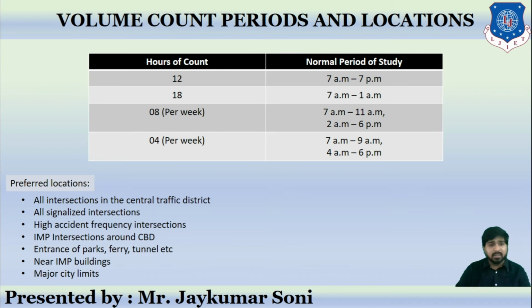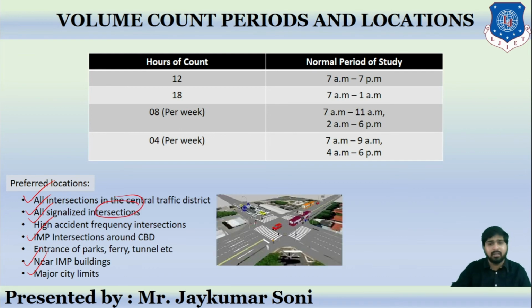So we can conduct these surveys at all signalized intersections where the accidents are higher in number, important crossings are there, important buildings are there, and major city limits and city boundaries are there. See, intersection is the word that you have learned over here. So what do you mean by intersection? This is the intersection. That means the crossroads. That is called an intersection.